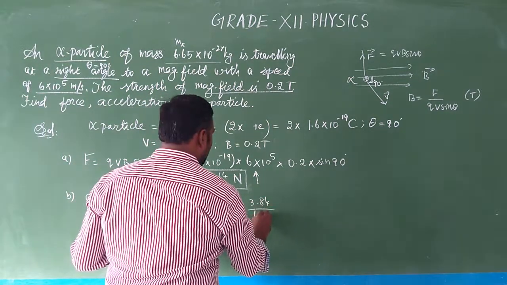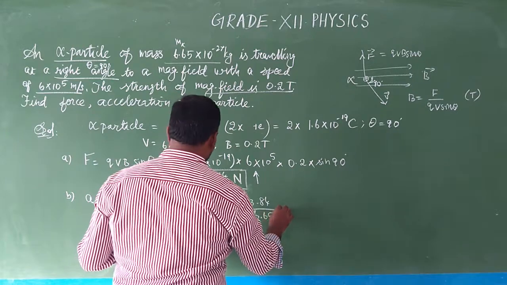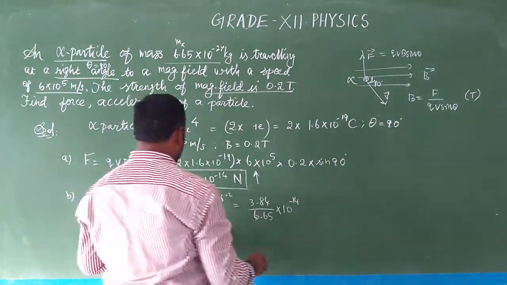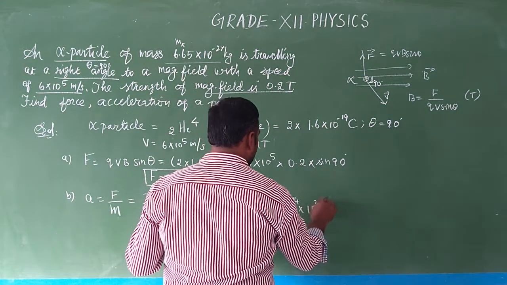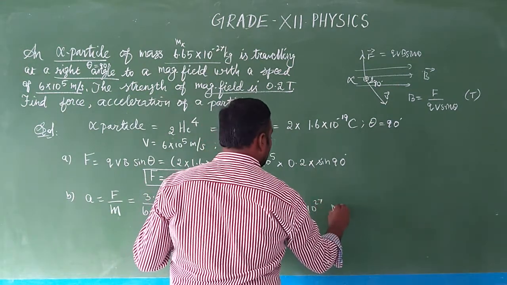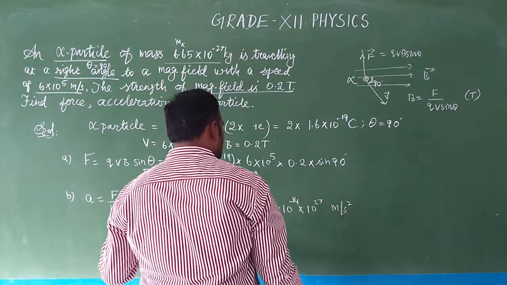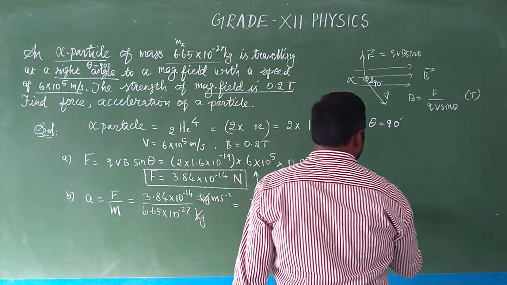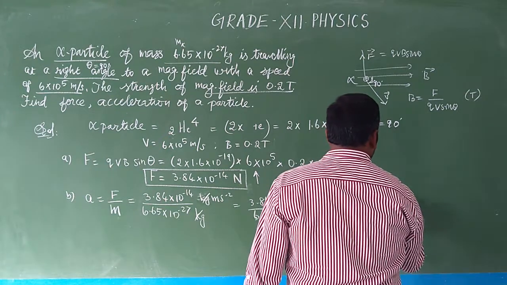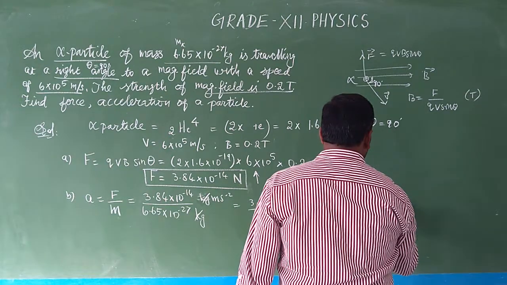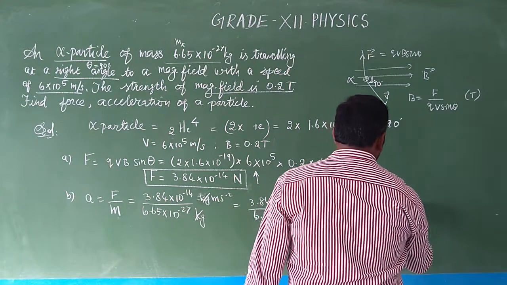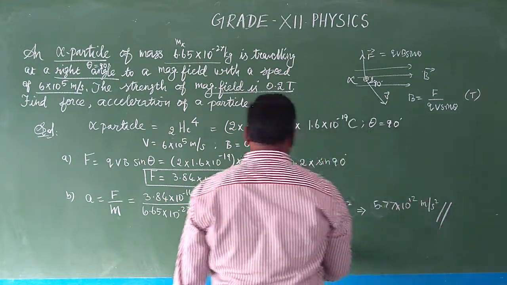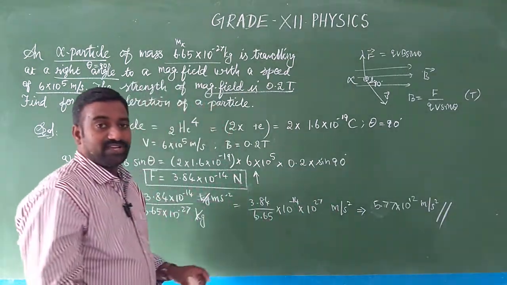Then 3.84 divided by 6.65 into 10 to the power minus 14. The denominator, while you are changing it, becomes plus 27. Then meter per second square. After the simplifications, the acceleration produced is 5.77 into 10 to the power 12 meter per second square. So this is the acceleration produced by the charged particle.